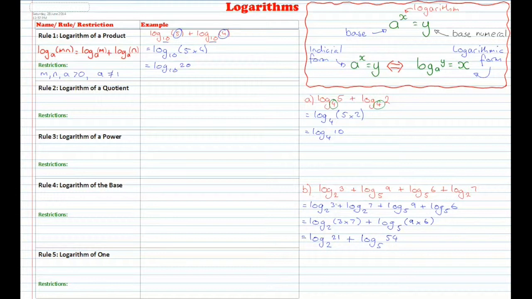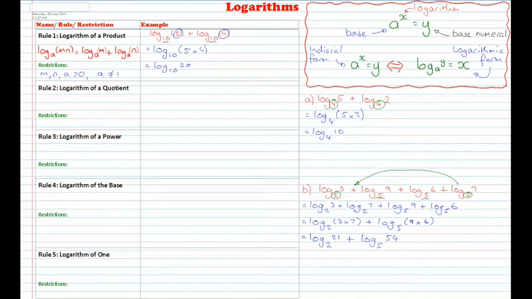Now for this one, part B, you've got log base 2, 3 plus log base 5, 9 plus log base 5, 6 plus log base 2, 7. What I've done is I've just rearranged everything here to put all of the logs with the same bases right next to each other. So as you can see here, I've got my 2 and my 2 at the end, and I've got my 5 and my 5 here. So I've just moved this one over to this end here, as you can see.